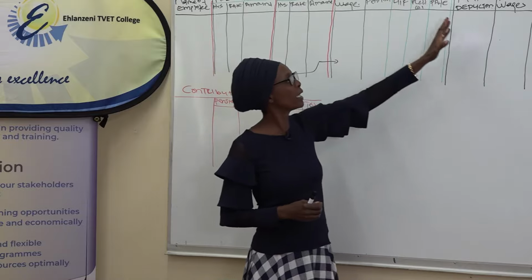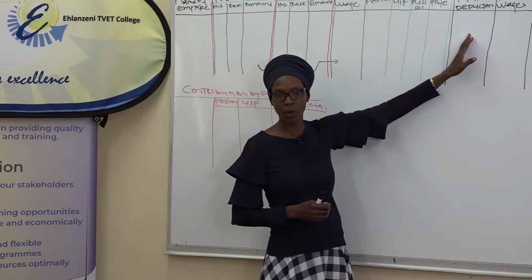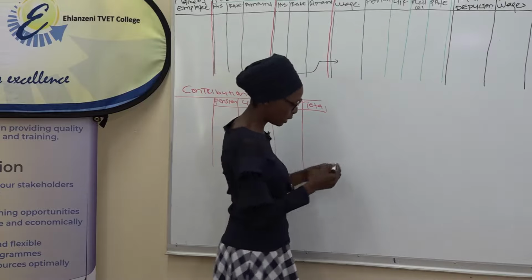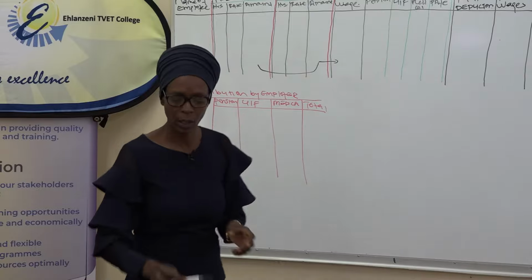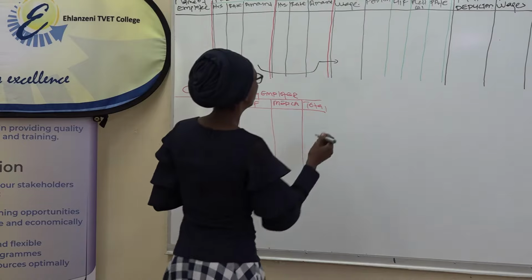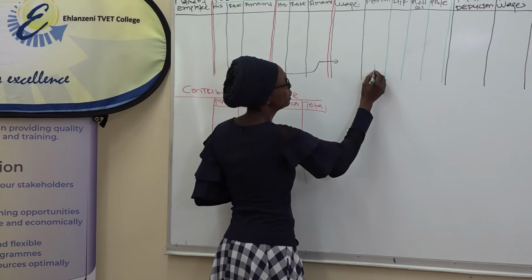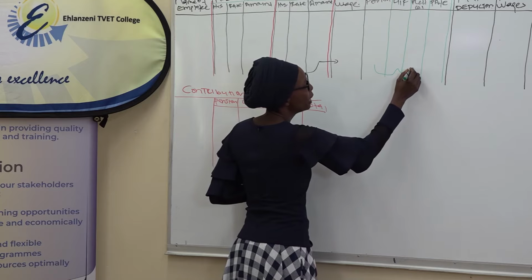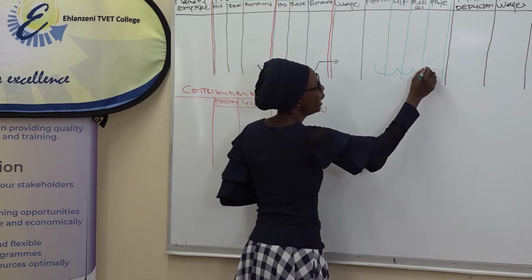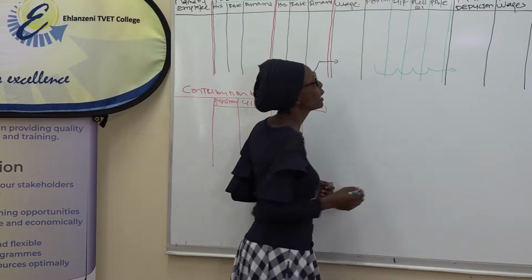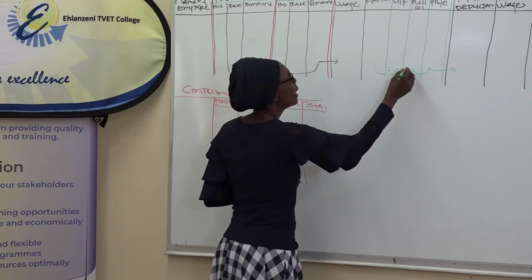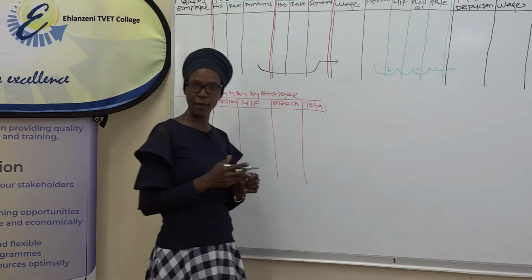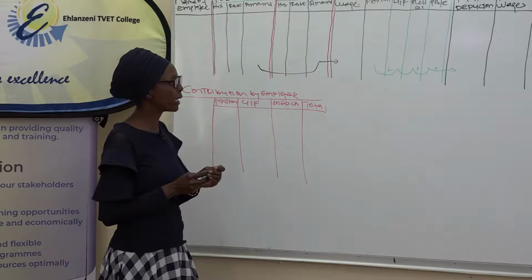Then the next one is our total deduction column. That means in the total deduction column, we have to add all the deductions. We start from the pension plus UIF plus medical plus pay-as-you-earn. It gives us the total deduction. This is the total amount that is deducted from each and every employee of the organization.